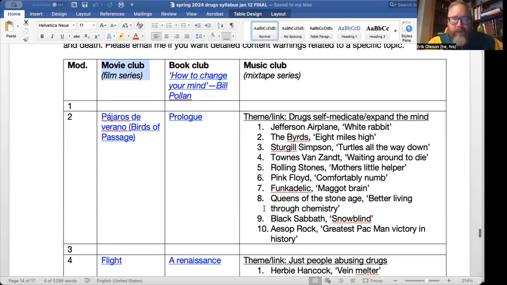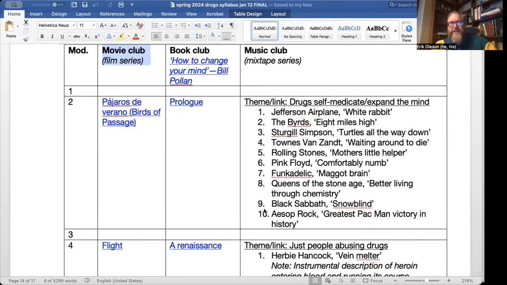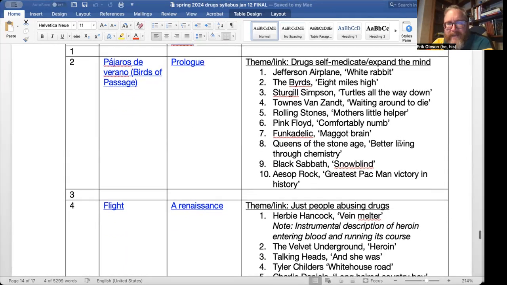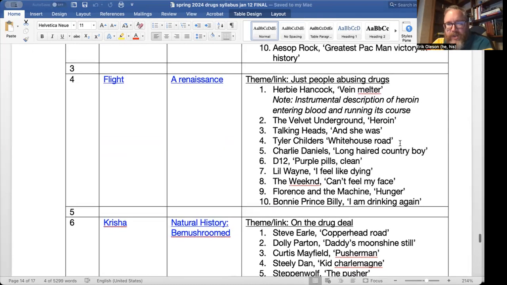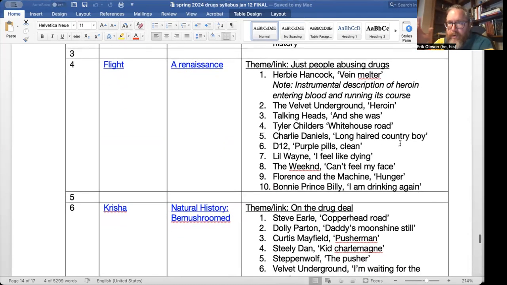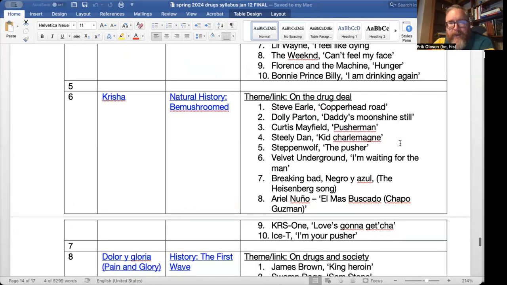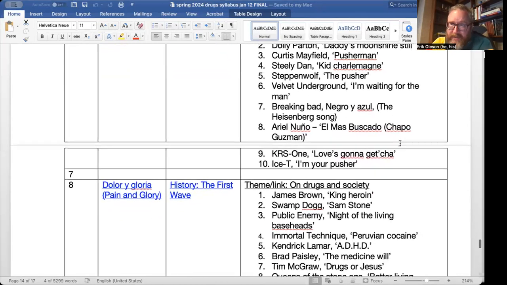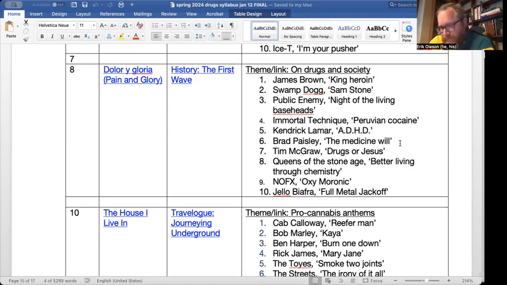The music mixtapes I consider as being very similar. I've created these around different things, like drugs that can self-medicate or expand the mind. Another on just people abusing drugs, almost glorifying it. Another on really analyzing the drug deal or drug exchanges in society. We've done this in a variety of formats. So that might be interesting to some.